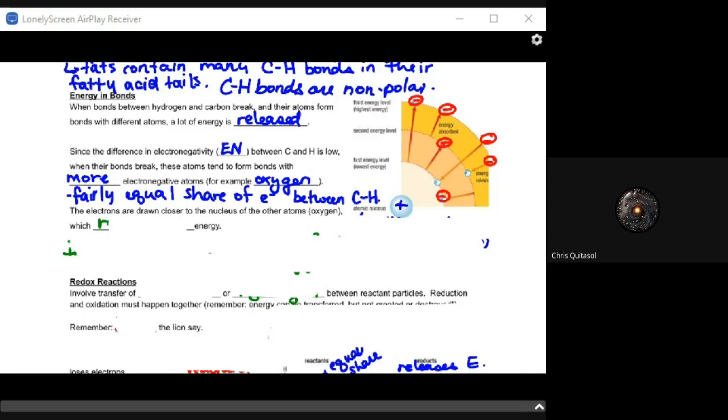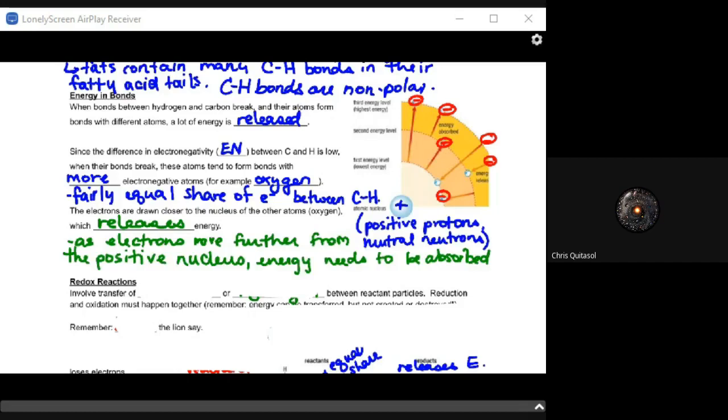So there is always going to be a fairly equal share of electrons between those carbon and hydrogen bonds, because it's nonpolar. Again, really tying back into everything from unit one in those first couple of lessons. That equal sharing is going to allow for oxygen, once it steps in and takes on that electron, to draw closer to the nucleus of other atoms like oxygen, which then releases energy. Okay, so there are going to be a lot of processes that allow oxygen to not only take on that electron, but to release energy as a result of taking that electron on.